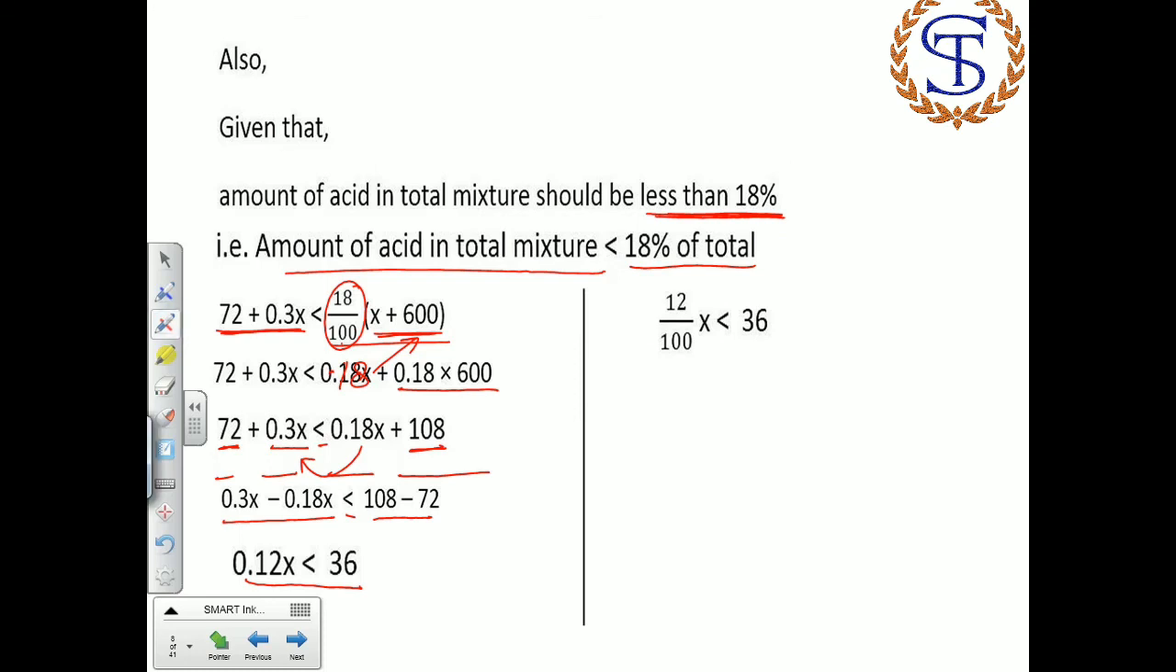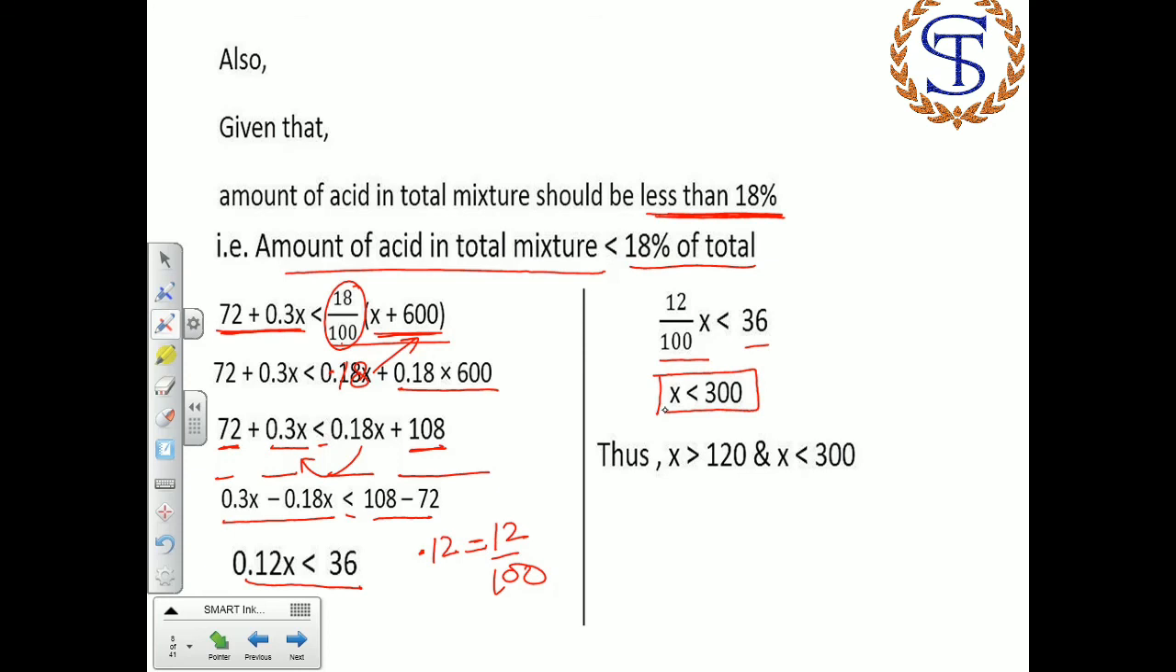0.12x, 0.12 can also be written as 12 upon 100. So 0.12x means 12 upon 100 x less than 36. And then on simplification, here we have the value of x, that is x is less than 300, and this is the second part of the question.